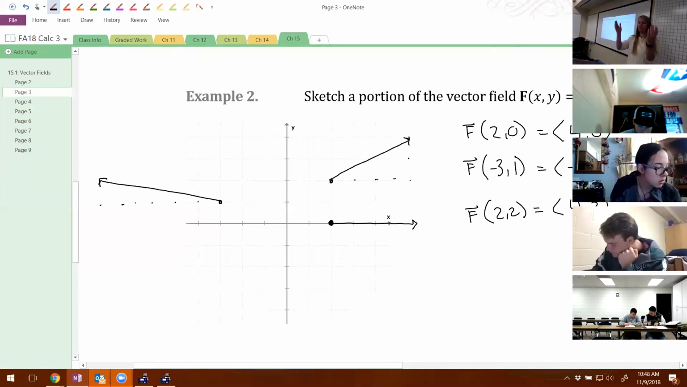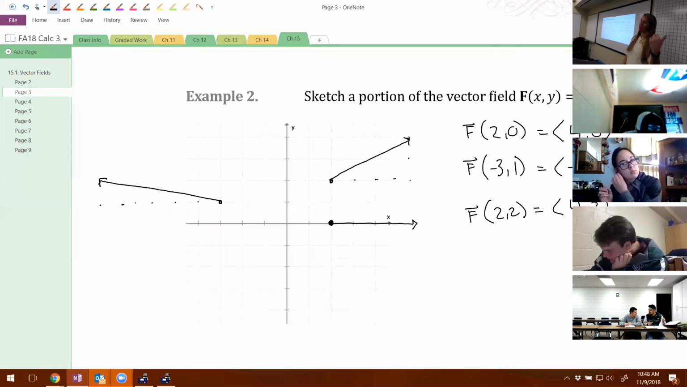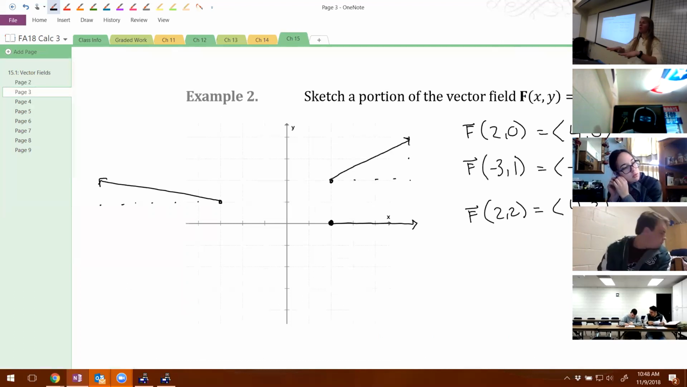Okay, and again, you just keep doing this. There's no real rhyme or reason for doing it by hand. Like I mentioned on the previous page, unless I say do specific points, you're just picking whatever points you want to work with and just graphing vectors. And you can keep doing this for a very long time. But the idea is that every single point on this plane has a vector associated with it, and it depends on where that point is.